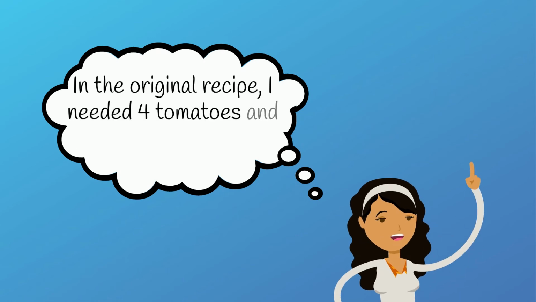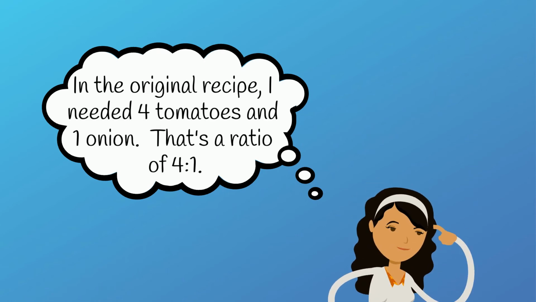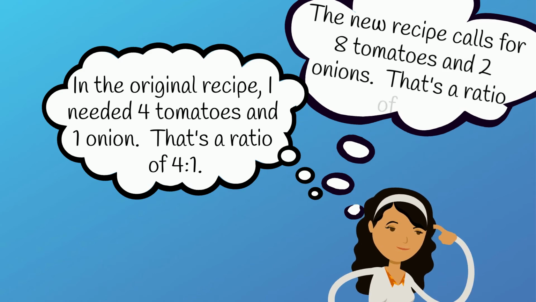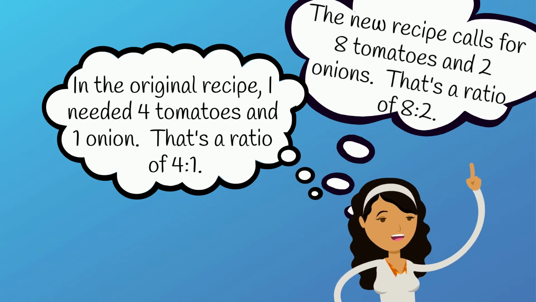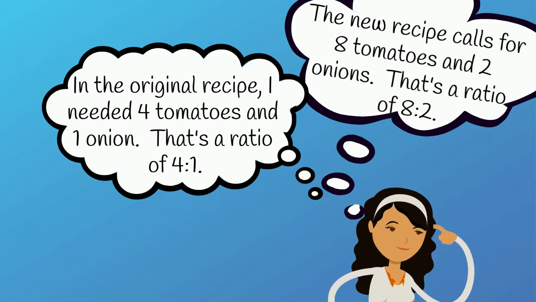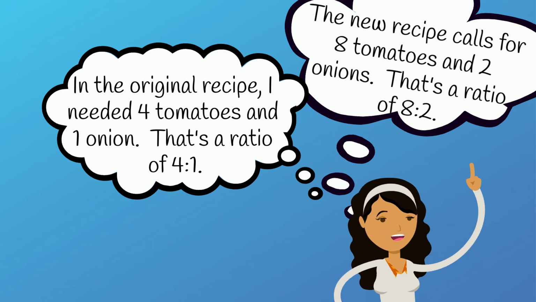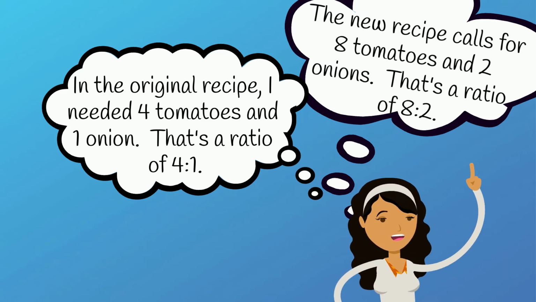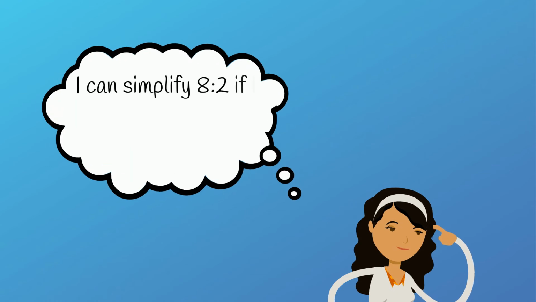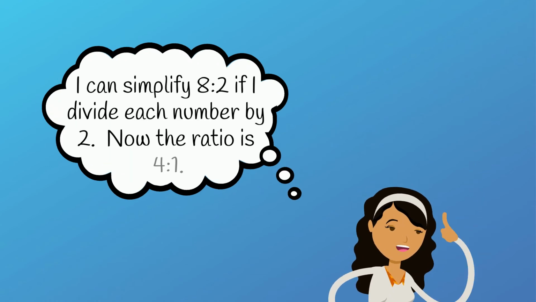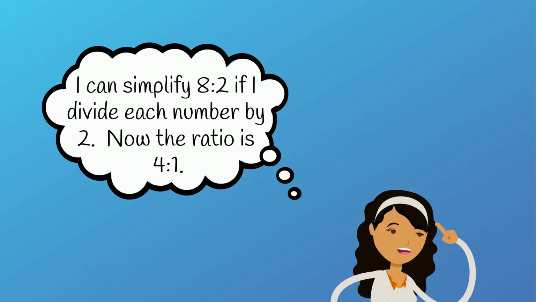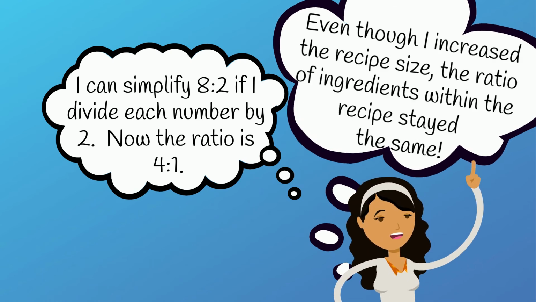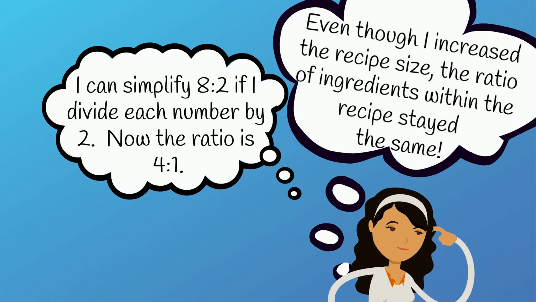Margarita begins to look at the relationships between the ingredients in the recipe. For example, the original recipe needed 4 tomatoes and 1 onion, a ratio of 4 to 1. The new recipe needs 8 tomatoes and 2 onions, 8 to 2. There's a pattern there. When she simplifies the ratios within the recipe, she realizes the ratios don't change within the recipe, even though she increased the size and the amount of salsa.